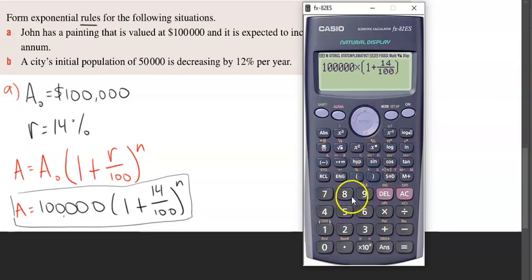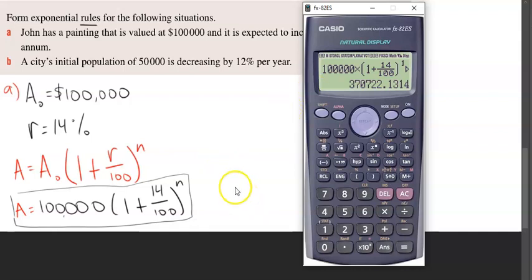Now we want to put a power, because in this case we want to put to the power of 10. So we just press this button here, put 10, and this is saying that after 10 years, if 14% each year is the increase, we're expecting this to be $370,722.13, which is quite a lot of money just after 10 years, okay?